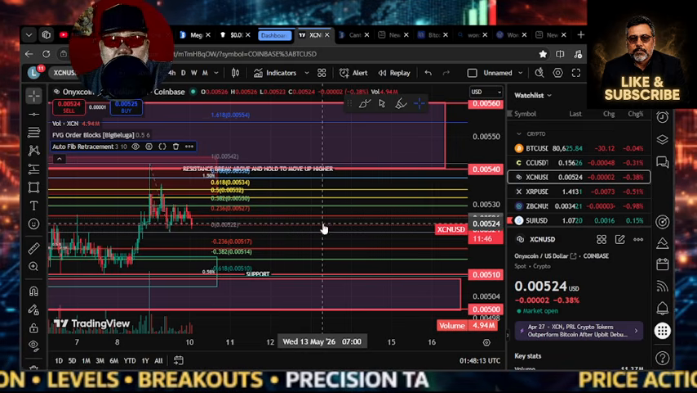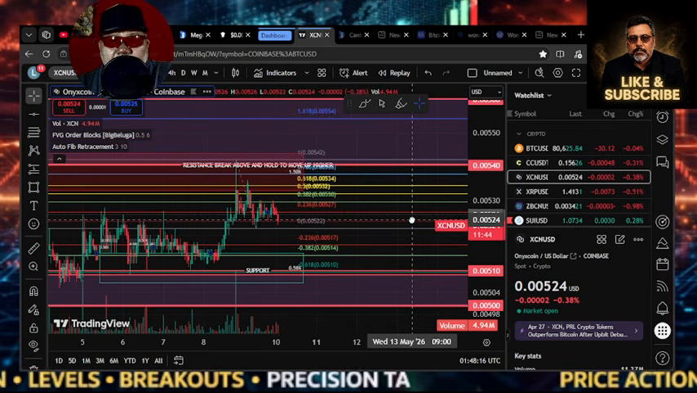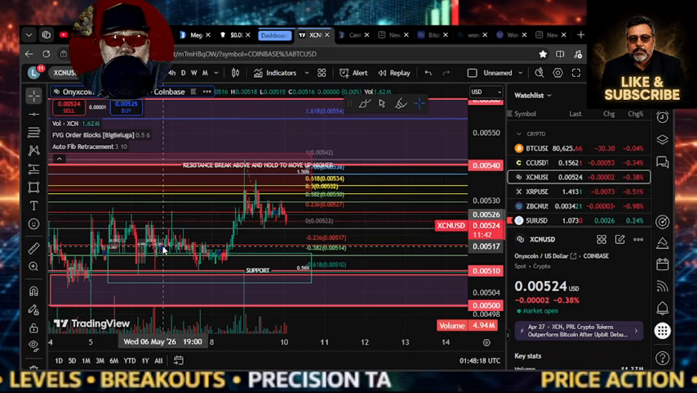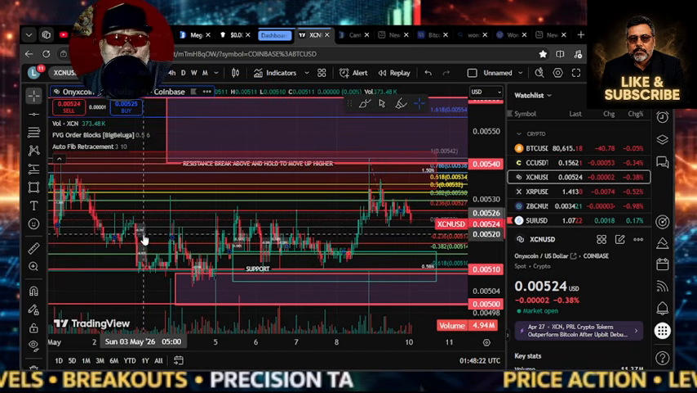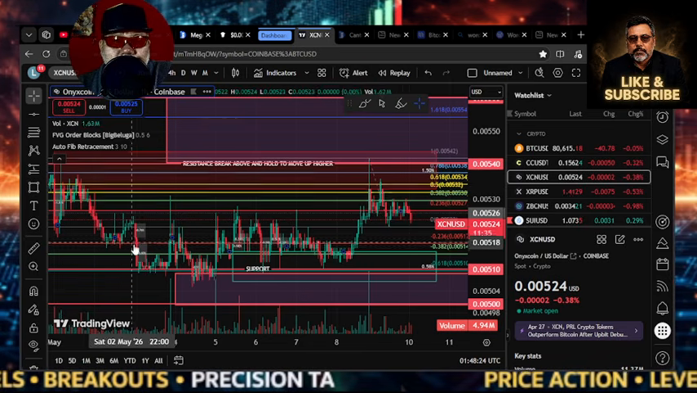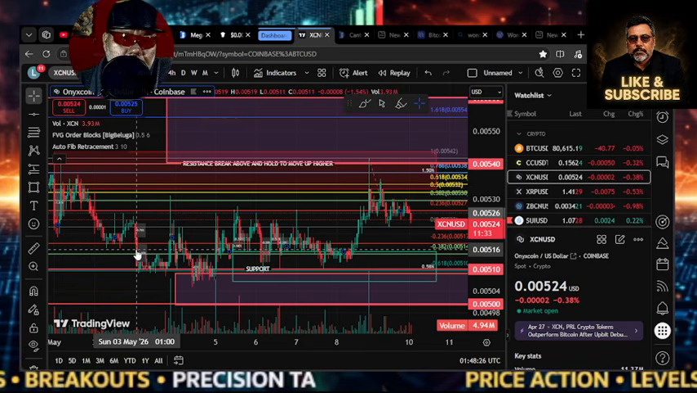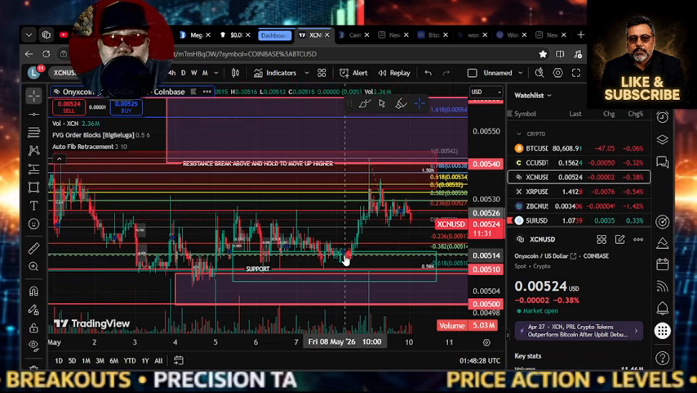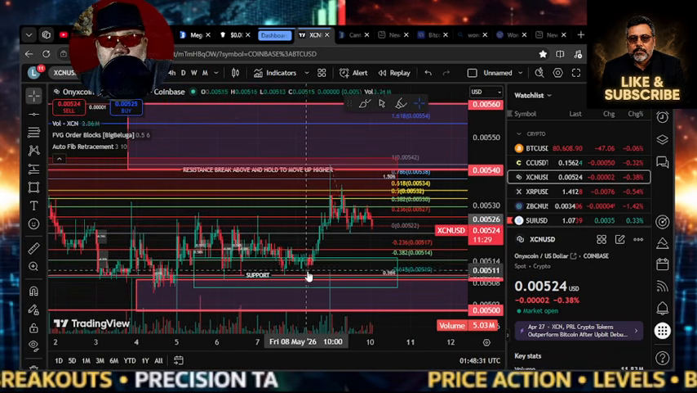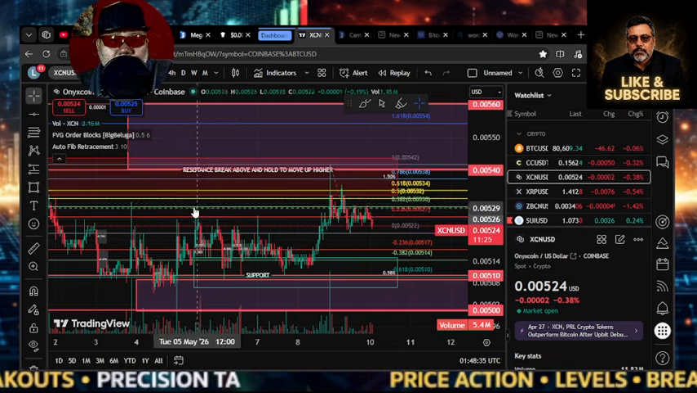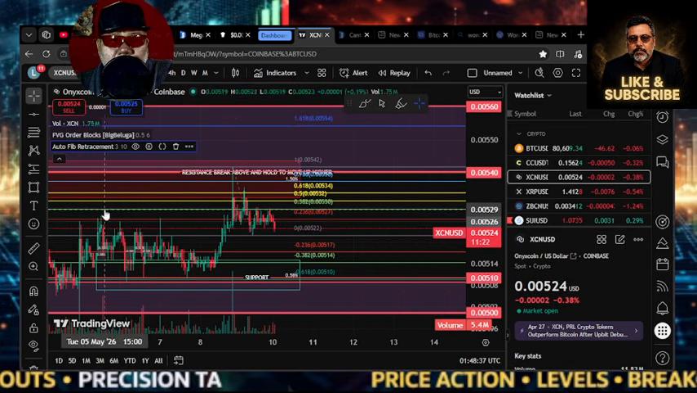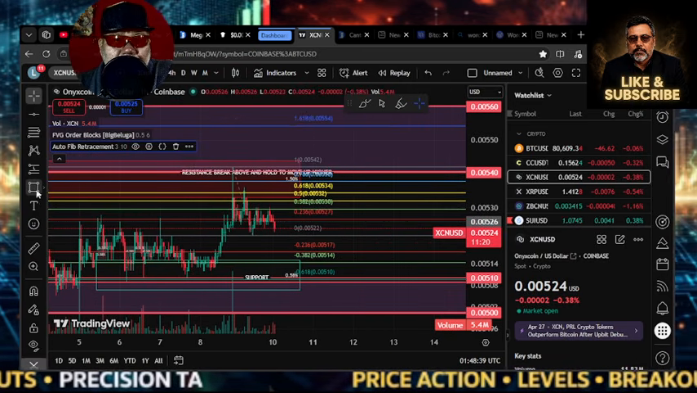Looking over here at XCN, we've made a push up from an area of consolidation since back May 3rd. We pushed up May 8th up into a higher range right here, kind of consolidating.